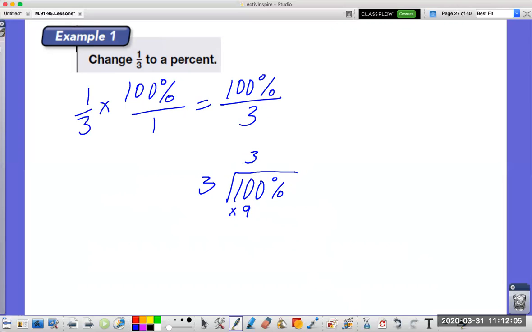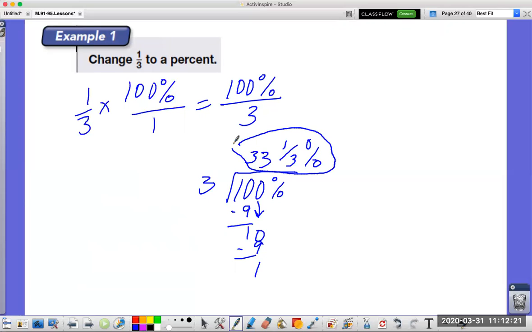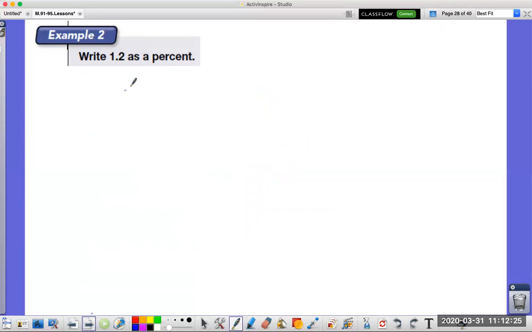Oops, we're not going to multiply that. We're going to subtract it here. And that equals 1. Bring this down. This would be 10. 10 divided by 3 is 3. That'd be 9. Subtract that, 1. 1 becomes the numerator. 3 is the denominator. And we put a percent on there. 33 1/3%.